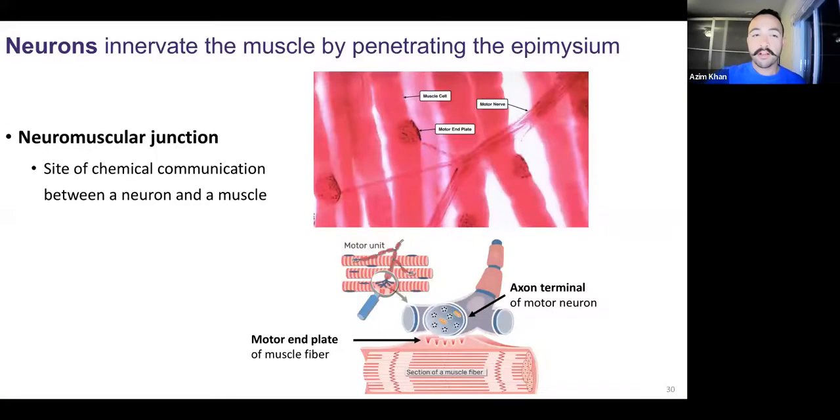Hey everyone, we are in chapter 10, slide 30. We are continuing muscle tissue.